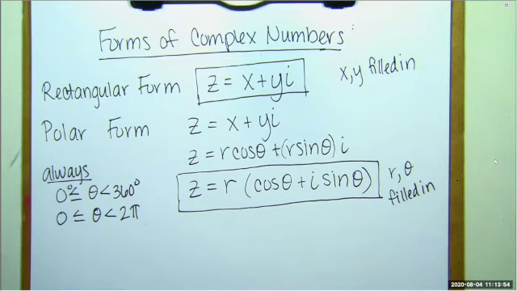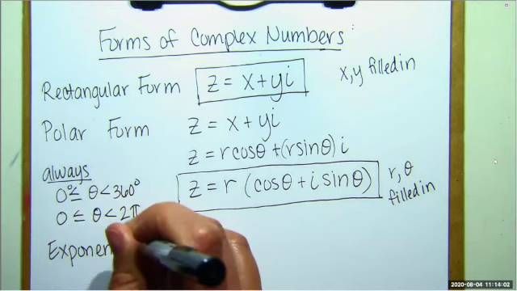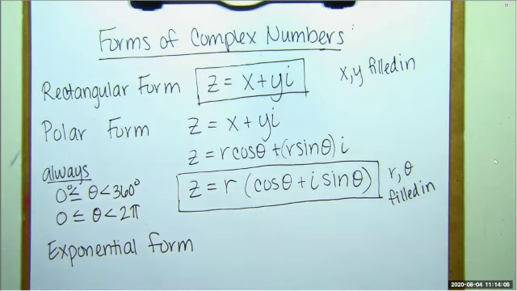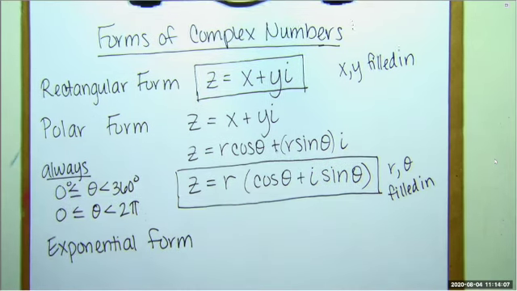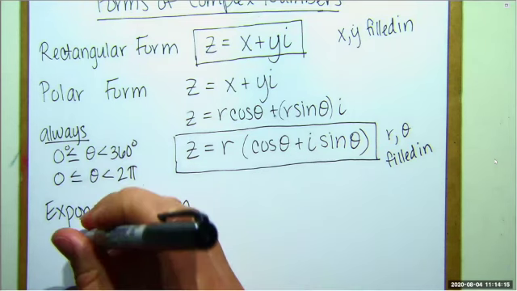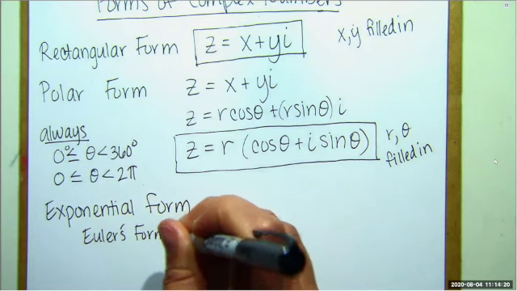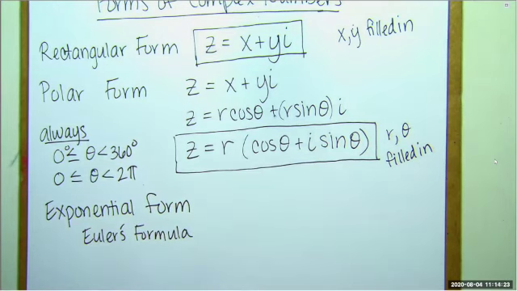We have a third form of complex numbers. This is called exponential form. It's based on something called Euler's formula. I'll show you a quick little teeny tiny proof and then I'll put it in a box. Euler was a mathematician. You might remember that name Euler from the number e, 2.71828. That's Euler's number. He derived that number.